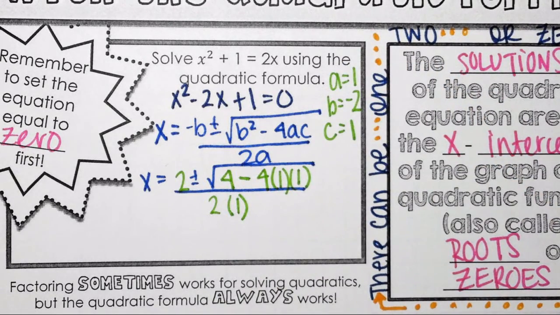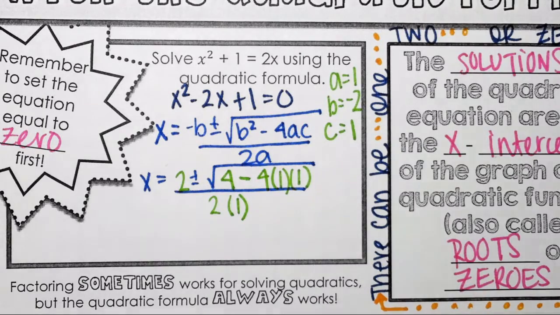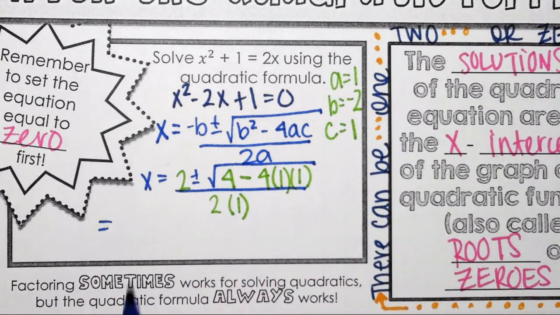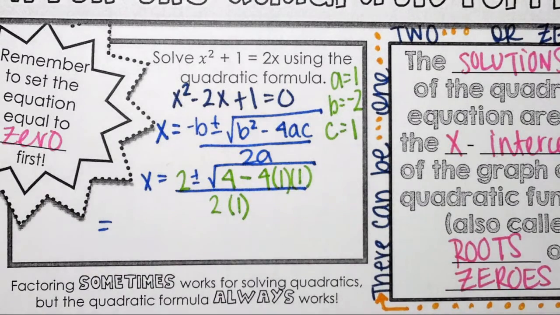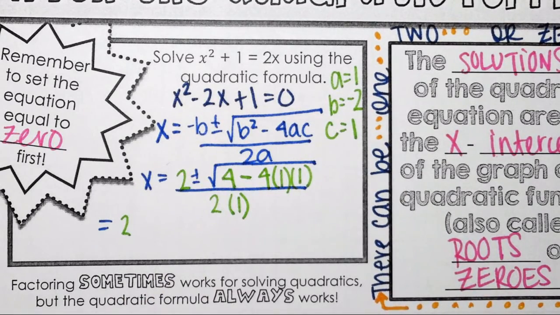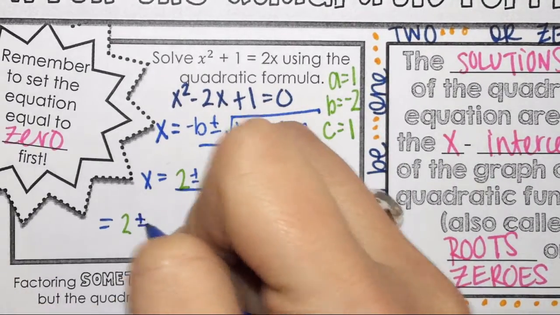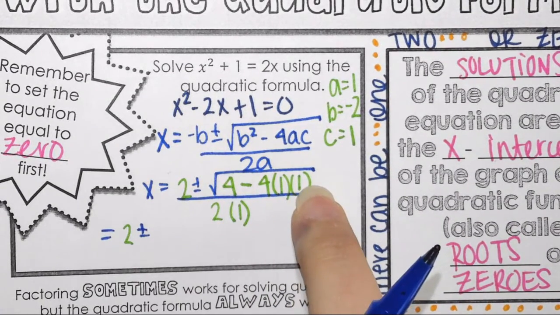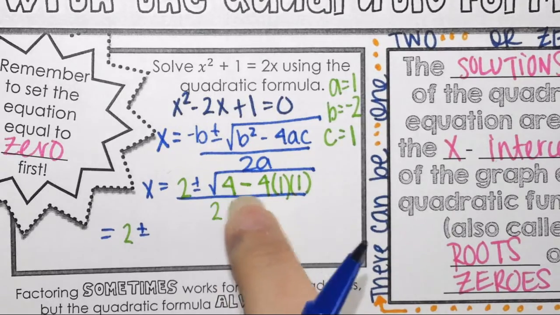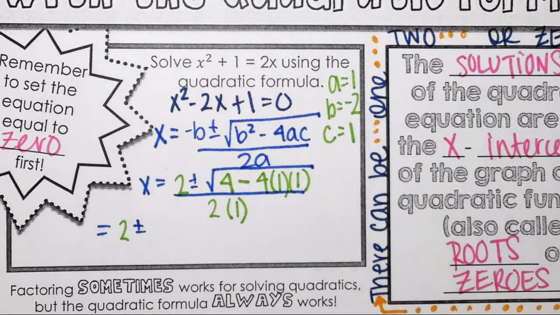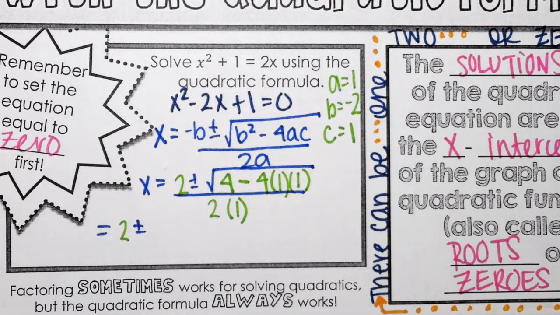Jorge, you don't have to yell at me. All right, so now we have 2 plus or minus. What's 4 times 1? 4. Times 1? 4. So it would be 4 minus 4, right? 0. And what is 4 minus 4? 0. And what's the square root of 0? 0. Okay.